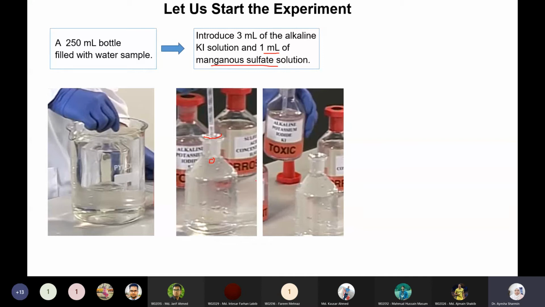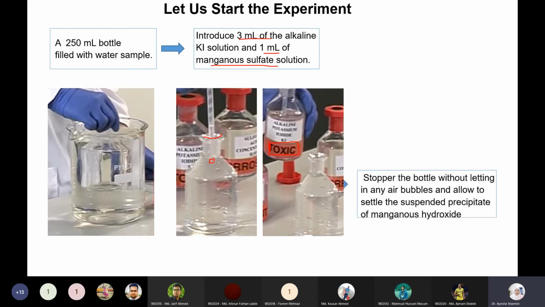First you add the manganese sulfate, then you take alkaline potassium iodide solution. You can see there is some information for you. These are toxic, some are irritant, things like that. So you add this alkaline potassium iodide solution very carefully. In the same way, you take another pipette and add the solution below the surface. You add about 3 ml of that alkaline potassium iodide solution. This potassium iodide is 15% by volume.